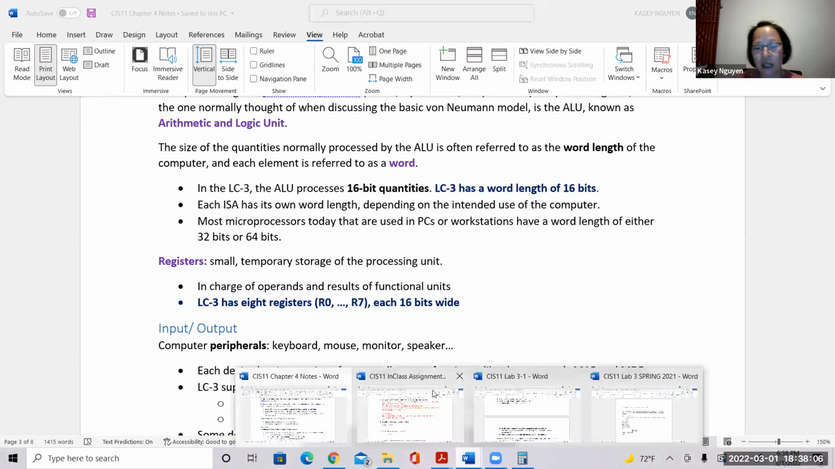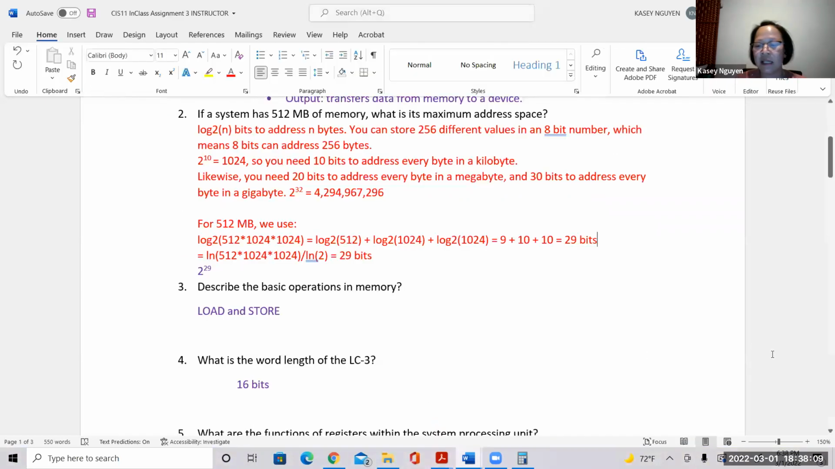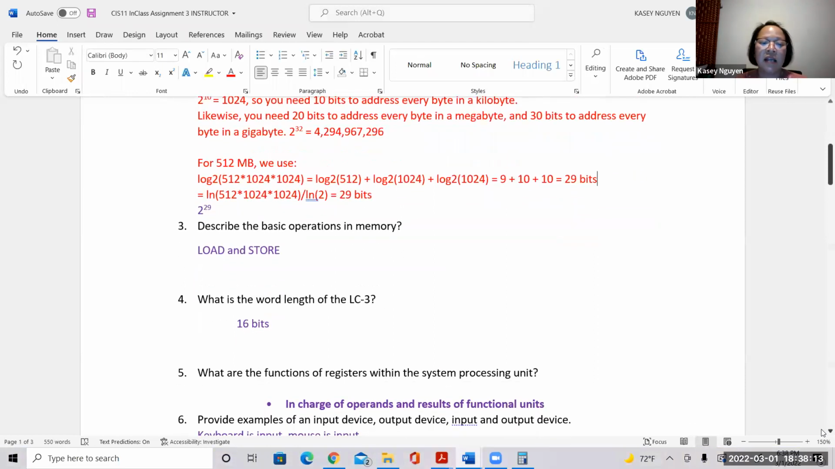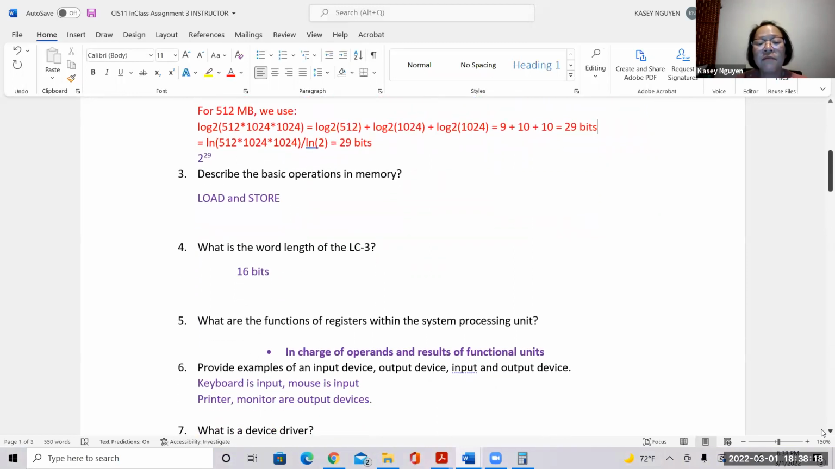Sometimes you would look at a certain register and it will have -1 as it completed the program. So for the next question on your assignment, that's pretty easy. We touched on that the word length in LC3 is going to be 16 bits. And the function for your registers in your system processing unit for number 5 is in charge of operands, results of the functional units. Because we can add values from a certain register, like R1, add with R2, and then store it back into R1.